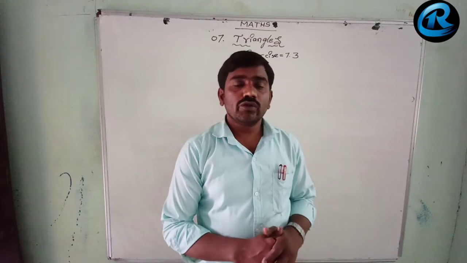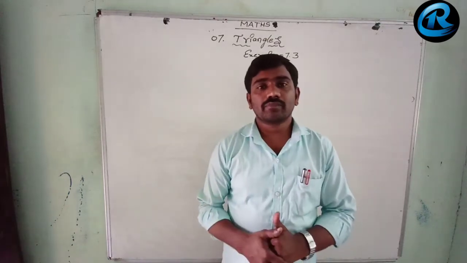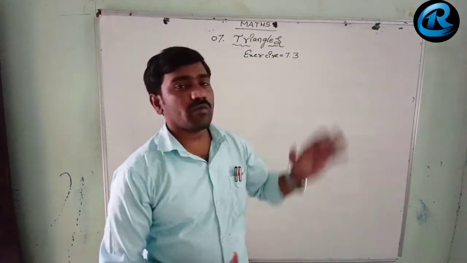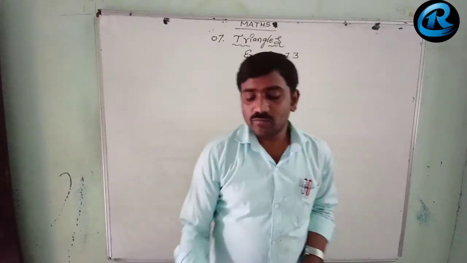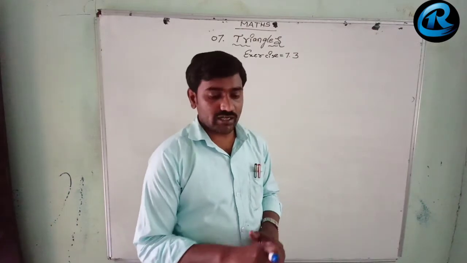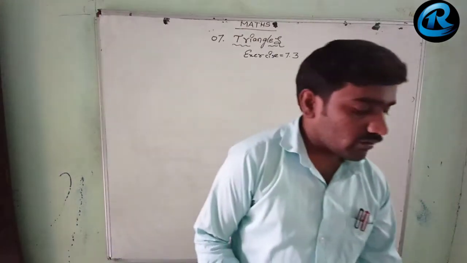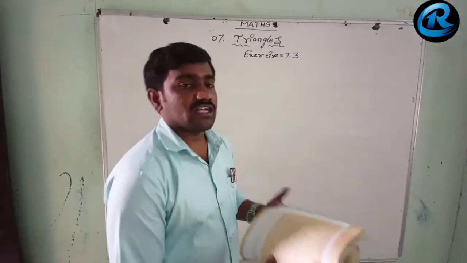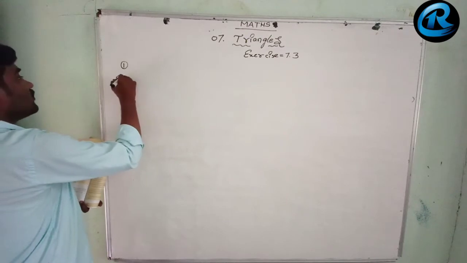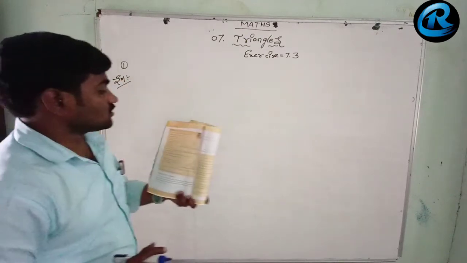Hi children, today you are going to learn 9th class, 7th chapter, that is Triangles, exercise number 7.3. In this exercise we mainly use the RHS rule, right angle hypotenuse rule. With that we are going to prove that some triangles are congruent, and some other congruence rules will also be used here.